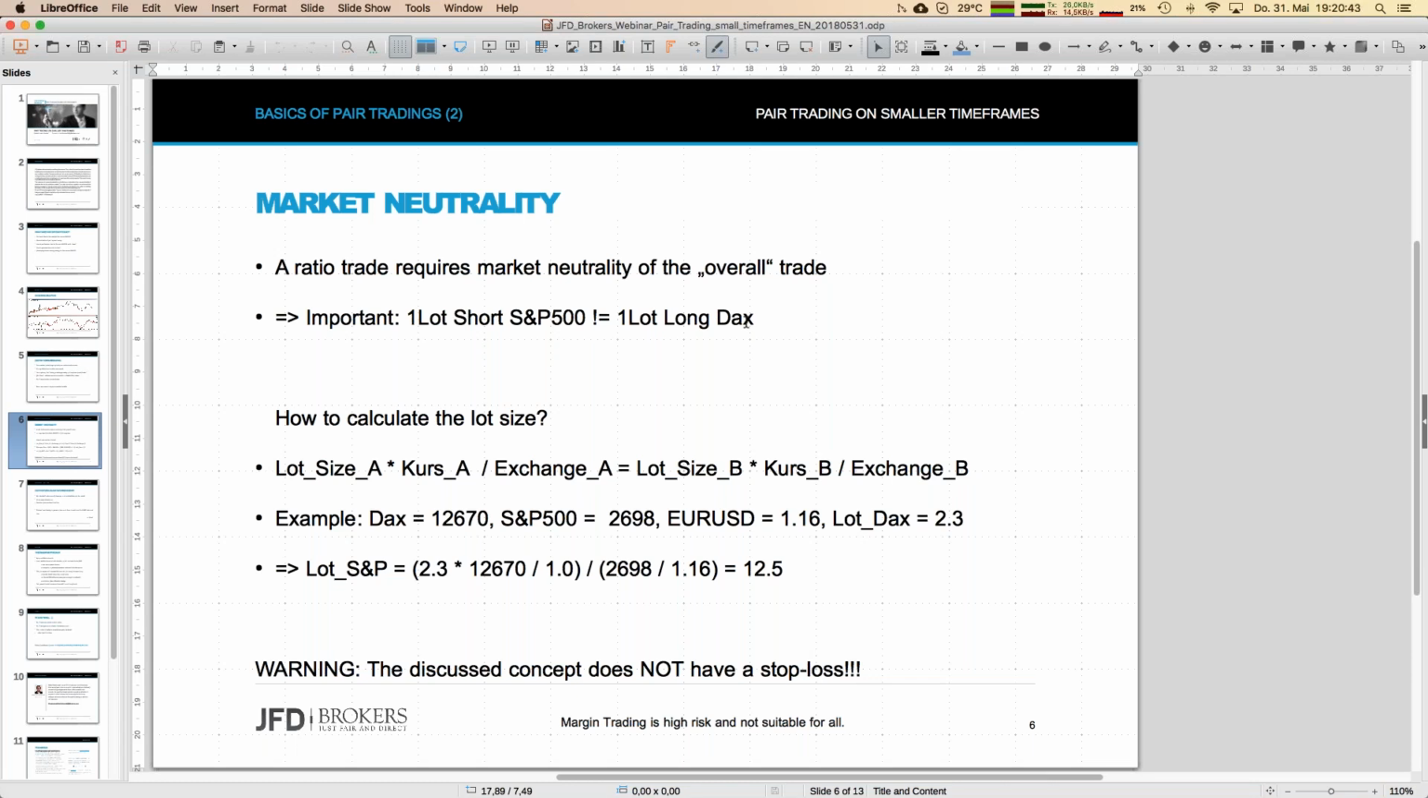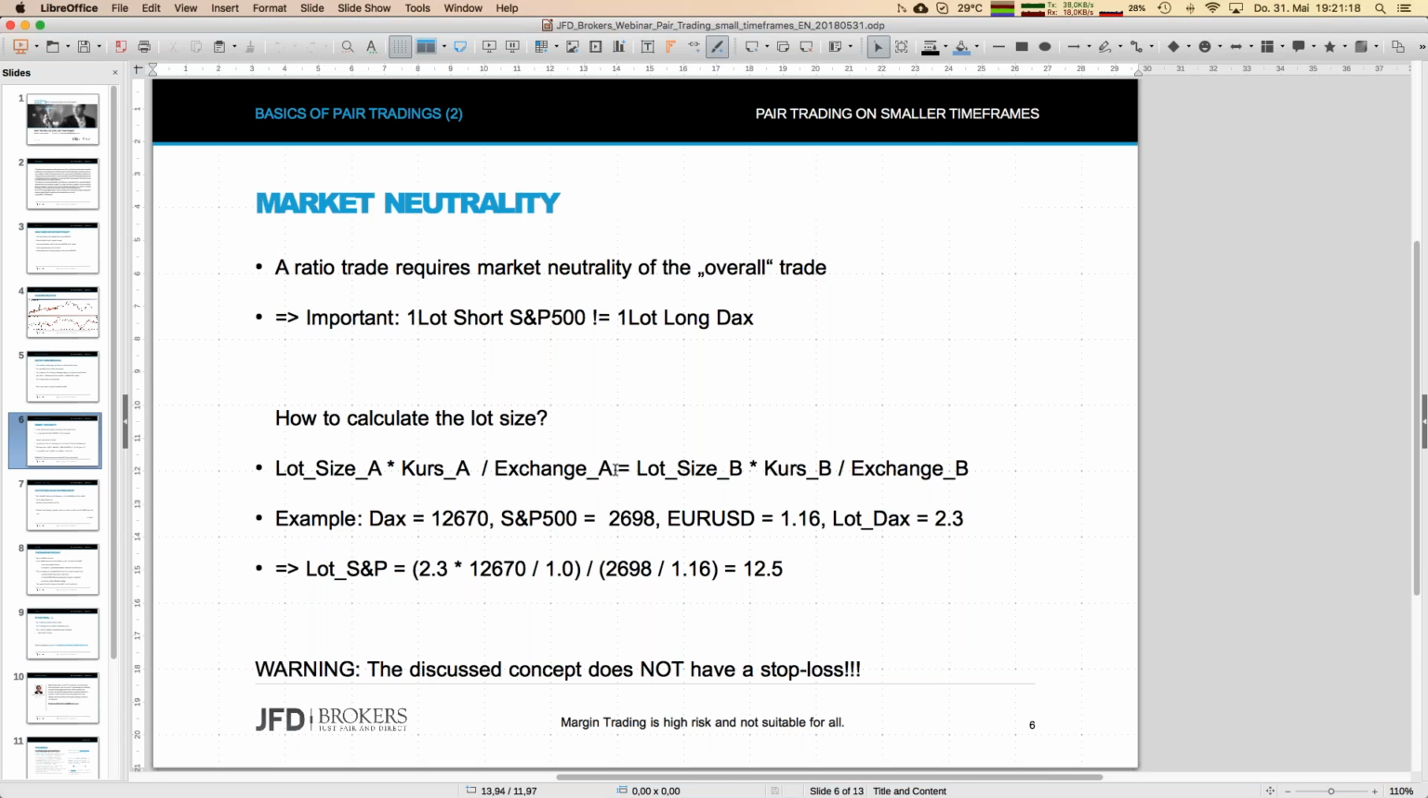Think about it in percentage changes. Both go 1% north. And that is what we want to have: that if both go 1% north, then that market neutral summed up trade should not be touched anyhow. And that means we have to carefully calculate the lot sizes. It's just an equation here, and it's not really complicated. It might look complicated, but it's straightforward.